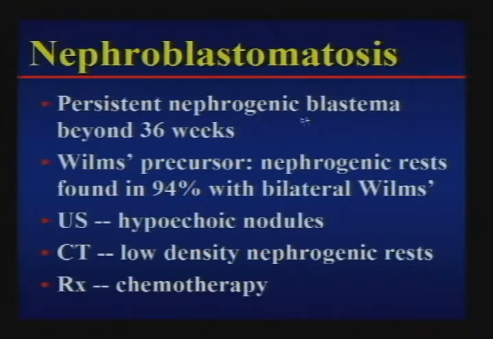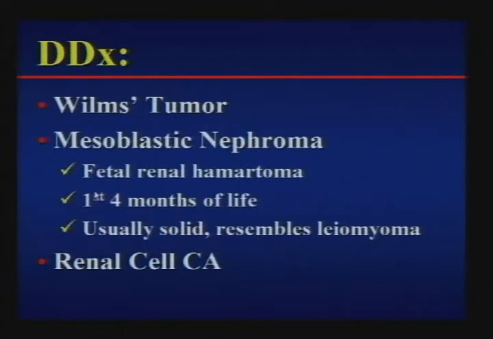Remember, the nephrogenic blastema, if it persists beyond 3 weeks, can cause nephroblastoma, and that it's a Wilms precursor. Differential: mesoblastic nephroma, or the fetal renal hamartoma, but that is a solid lesion, doesn't really enhance like that. Renal cell carcinoma, of course, can occur in childhood, so you always have to put that on the differential.